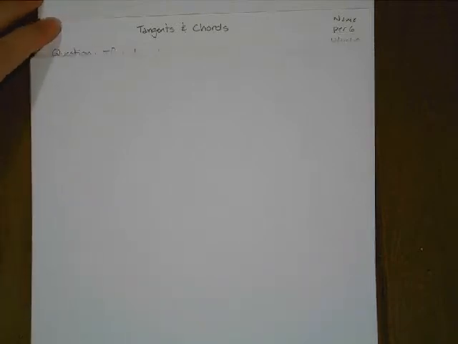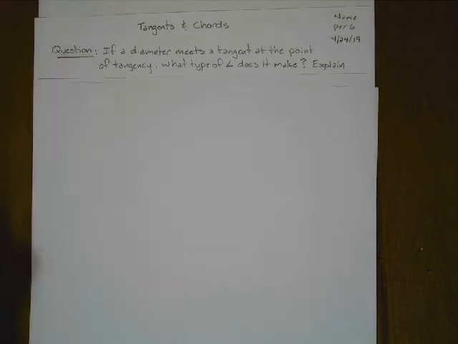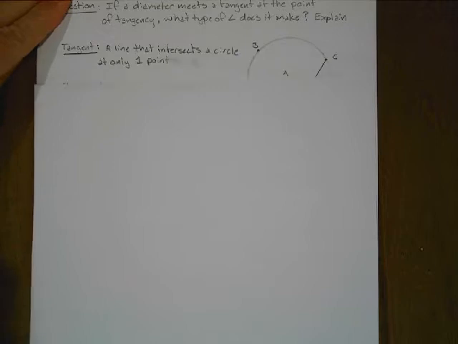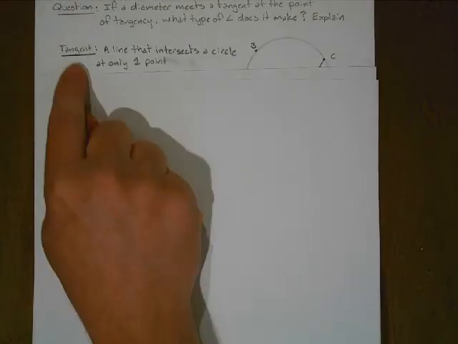All right, we got lesson 12.3. We're going to look at the angles that are formed by tangents and chords. So we got a couple of new terms there. Our question is, if a diameter meets a tangent at the point of tangency, what type of angle does it make? And explain.